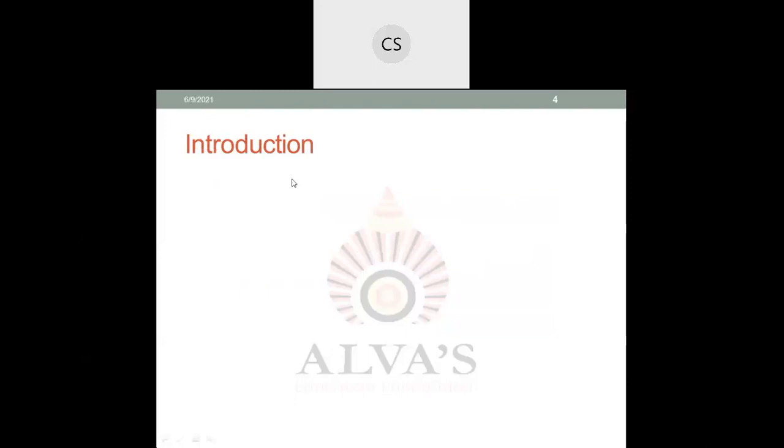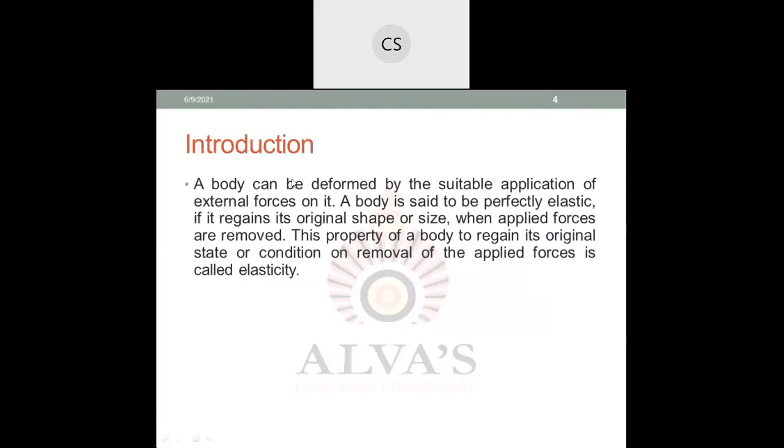Introduction to elasticity. So let us see one by one. What exactly is elasticity? Let us try to understand. Before going to elasticity, whenever you apply a force, any extent of force, if the body doesn't deform, then the body is known as a rigid body. The body is known as a rigid body. Okay.